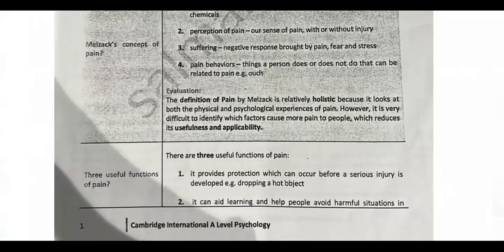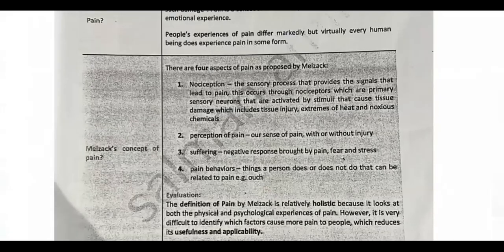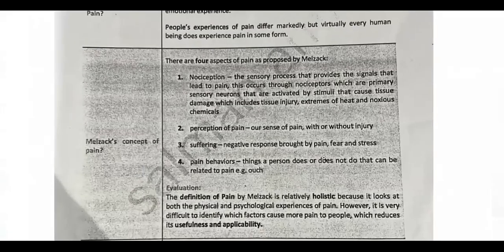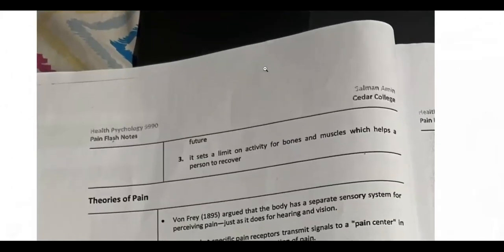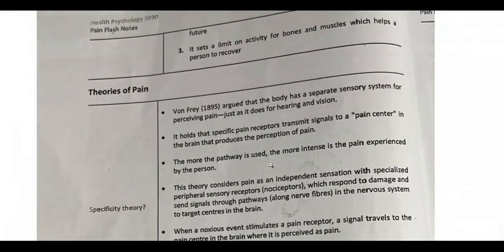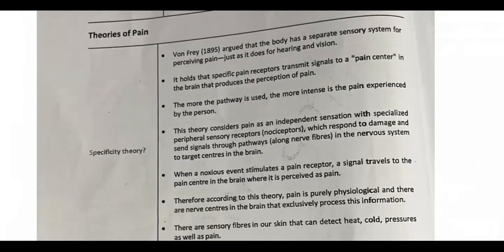Basically, it provides protection, and it aids learning because you are cautious, you avoid harmful situations. And the third one is that it will limit your activity. So you try to remain tender, a little relaxed, a little cautious again. That will actually help with your bones and activity, your muscles and everything. Is that clear till now?